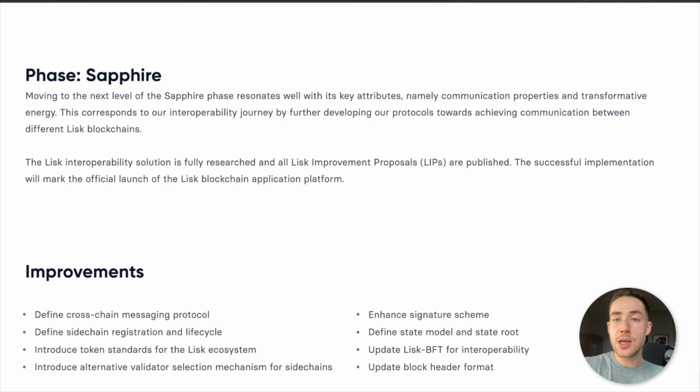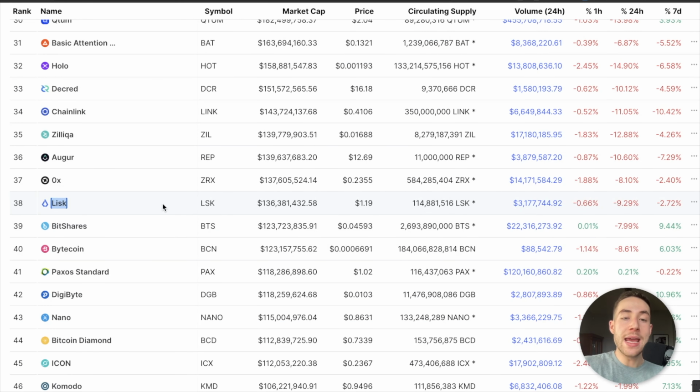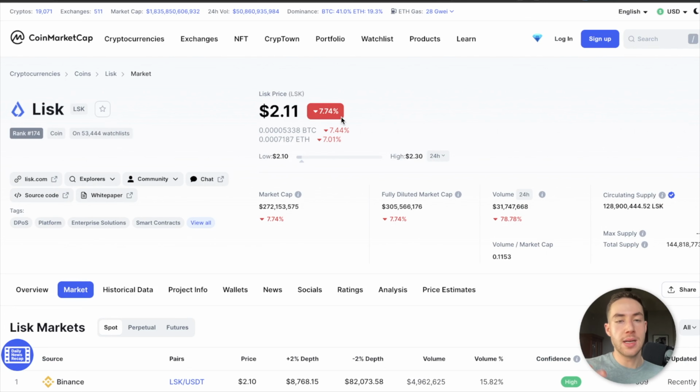Now, we can see here that it was at the 38th spot. So a lot of people were bullish on it and a lot of people wanted it. It was also trading at $1.19 versus what it's trading at now, $2.11. So was it a great gain for some long-term hodlers? Sadly, no. And to be honest, this might be a reason why it's a good thing to take profits when things are pumping a lot.